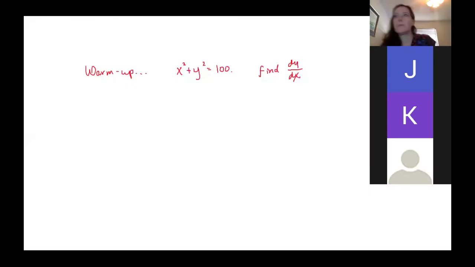All right, so we were talking last time about implicit differentiation, and I want to talk about that a little bit more, both with just generic XY equations and then with related rates.